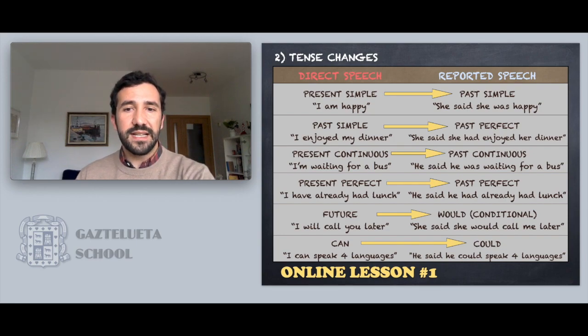Te llamaré más tarde. En reported speech, dijo que te llamaría más tarde. Did you understand? The would, okay? Very good. And finally, if in direct speech we use the verb can, I can speak 4 languages, in reported speech we use could. He said that he could speak 4 languages.